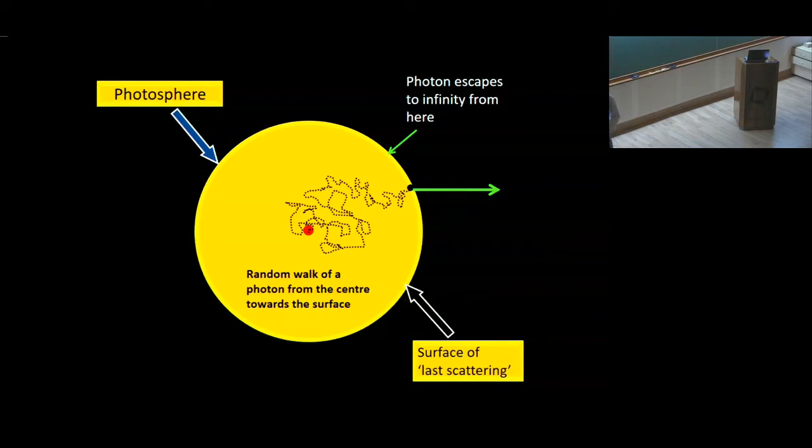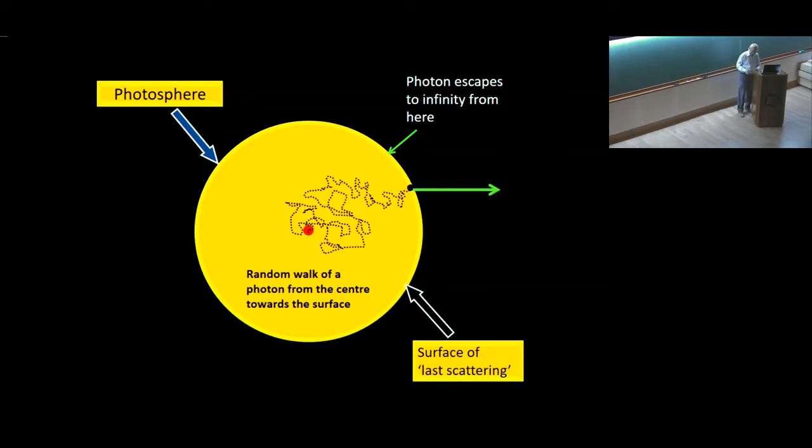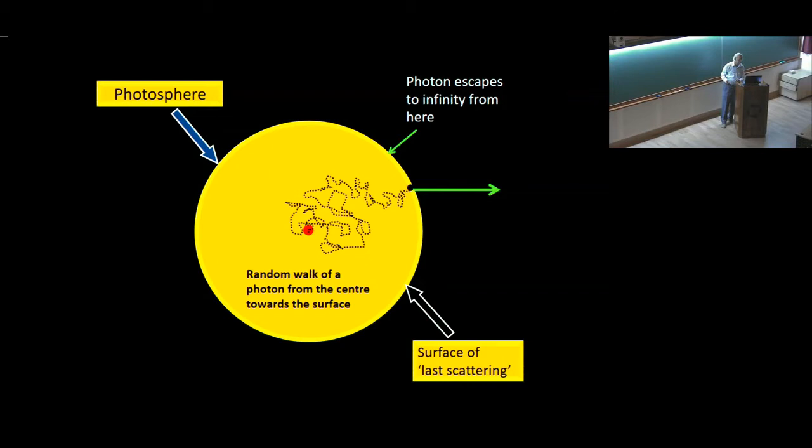So if you go to Gauribidnur, which is 80 kilometers from here, and look at the sun with a radio telescope, it'll appear 3 times bigger. Okay, because the wavelength is 10 meters. So the concept of photosphere is obviously a function of wavelength.